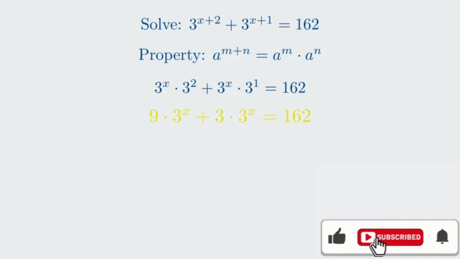Do you see a pattern here? We have 3 to the x appearing in both terms. This is a perfect opportunity for a substitution. Following our substitution strategy, let's make the equation simpler by substituting for the common term. We will let u equal 3 to the power of x. This is the expression that is repeated in our simplified equation.